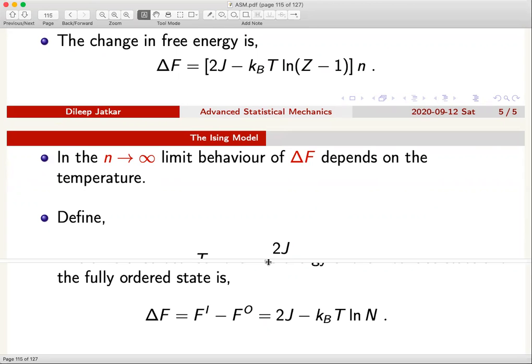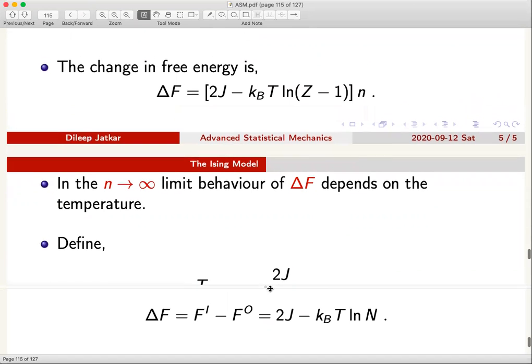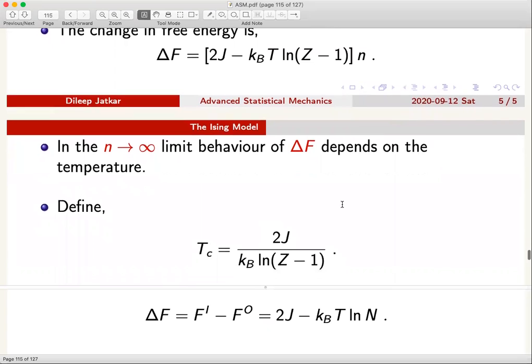So we will define the critical temperature Tc to be 2J divided by the Boltzmann constant times log of (z minus 1). In other words, you pull k_B times log of (z minus 1) outside. Then it gives you 2J upon k_B times log (z minus 1) minus T. You call this quantity Tc. Then you get the expression delta F is equal to k_B log of (z minus 1) times n multiplied by (Tc minus T).